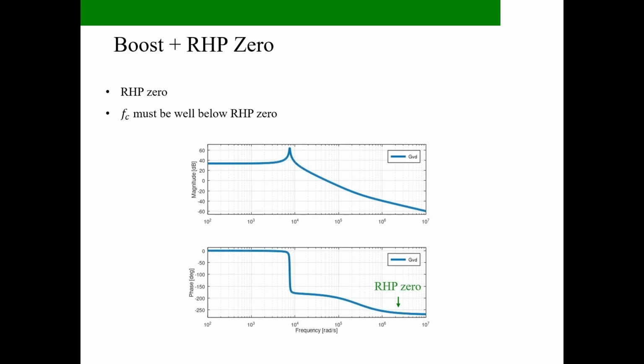For boost converters, there is an additional limitation: the right half plane zero. The crossover frequency must be well below the right half plane zero frequency. Otherwise, the system becomes unstable regardless of phase margin adjustments. This is another example that crossover selection is topology dependent.